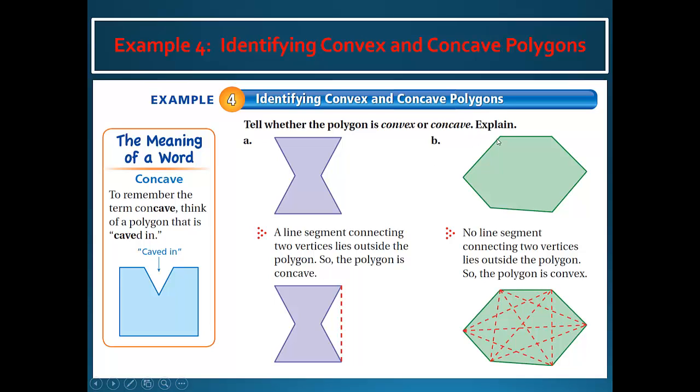For B, if we draw a line between two vertices, our lines are going to be on the inside. So no line segment connecting two vertices lies outside the polygon, so the polygon is convex.